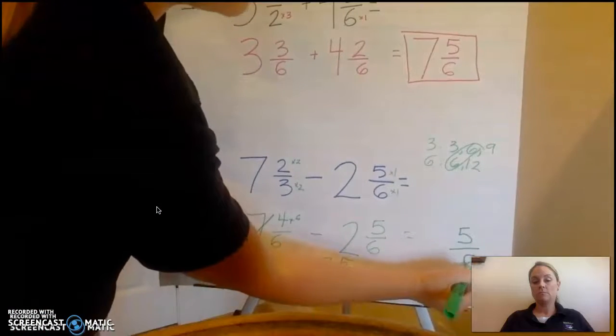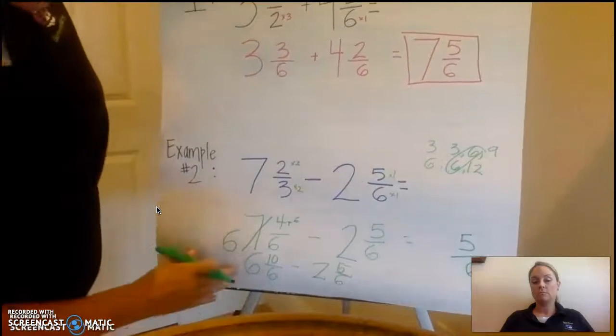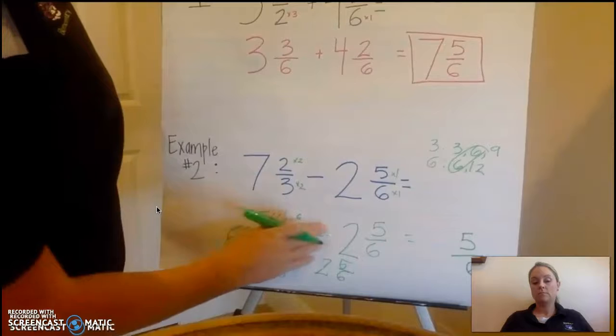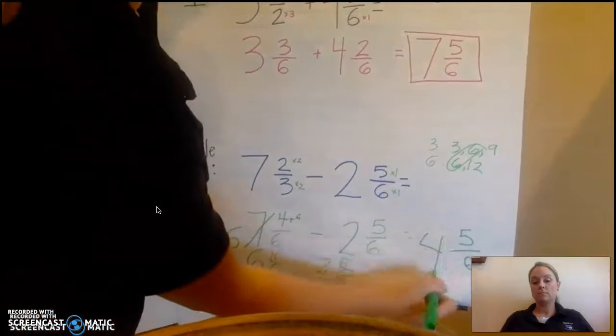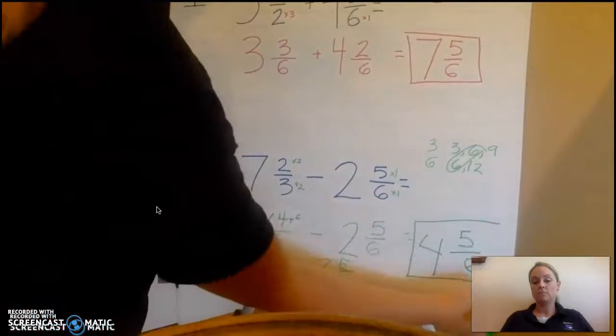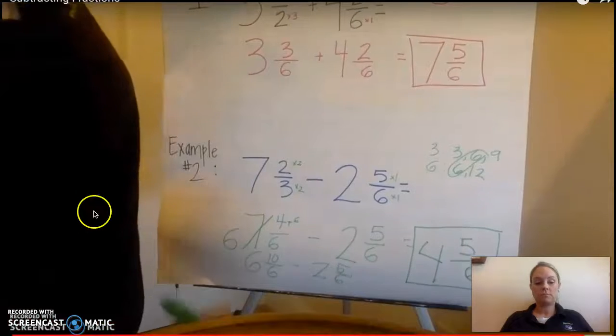Of course, my denominator stays the same, and then I can work with my whole number. 6 minus 2 is 4. So my answer here should have been 4 and 5 sixths.